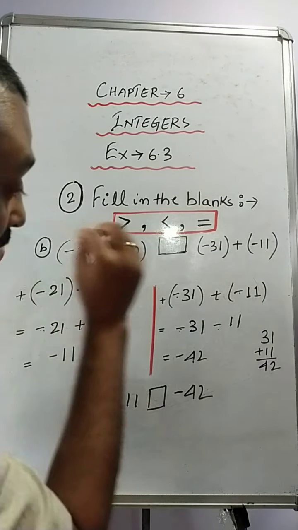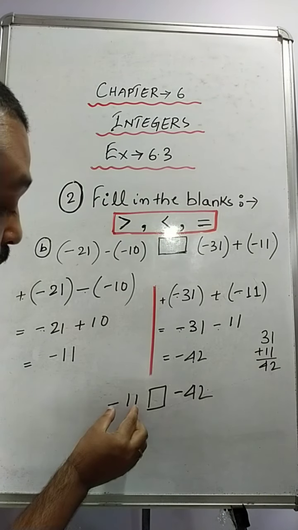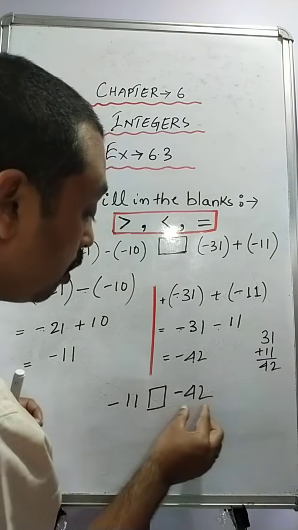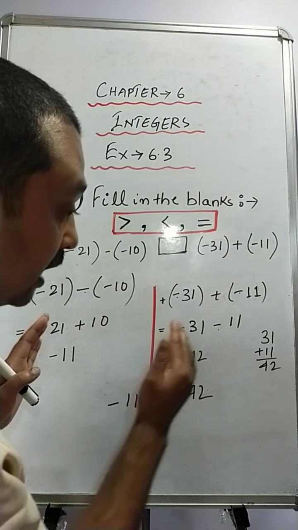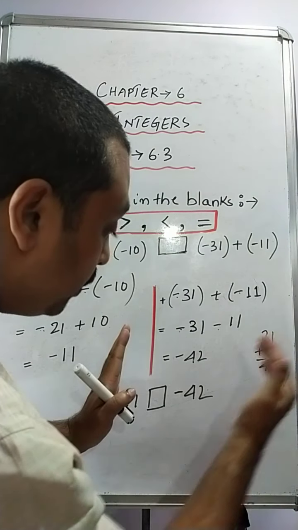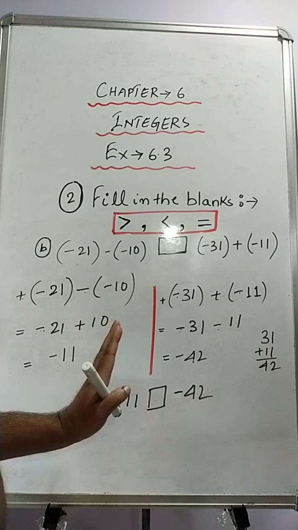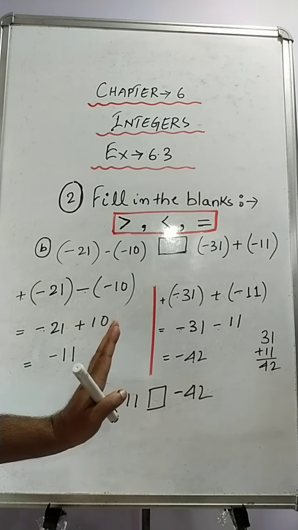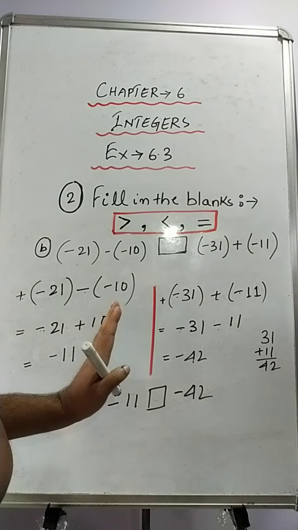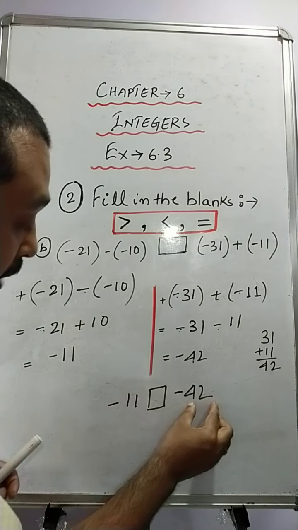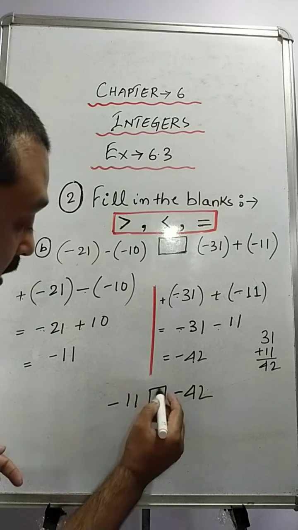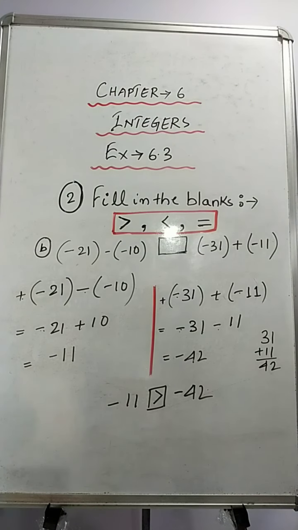So just imagine the number line and see whether minus 11 is closest to 0 or minus 42 is closest to 0. So what is it? Absolutely right. So minus 11 is closest to the 0 because minus 42 would be a little bit farther from the 0, isn't it? So the number which is farthest from the 0 would be the smaller number. Fine. So if you compare minus 11 and minus 42, then minus 11 is greater than minus 42. So we'll put the greater than sign here.